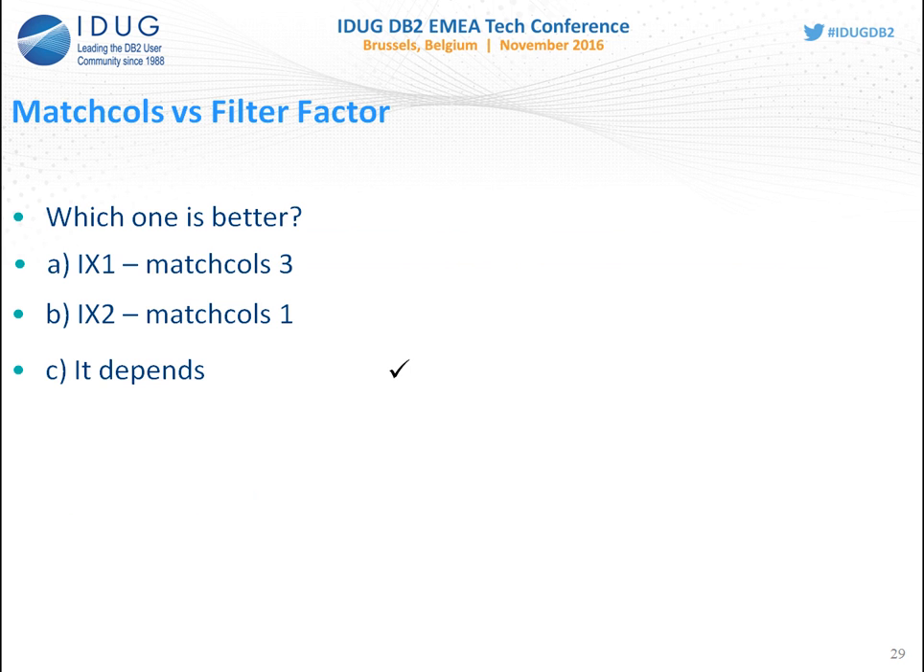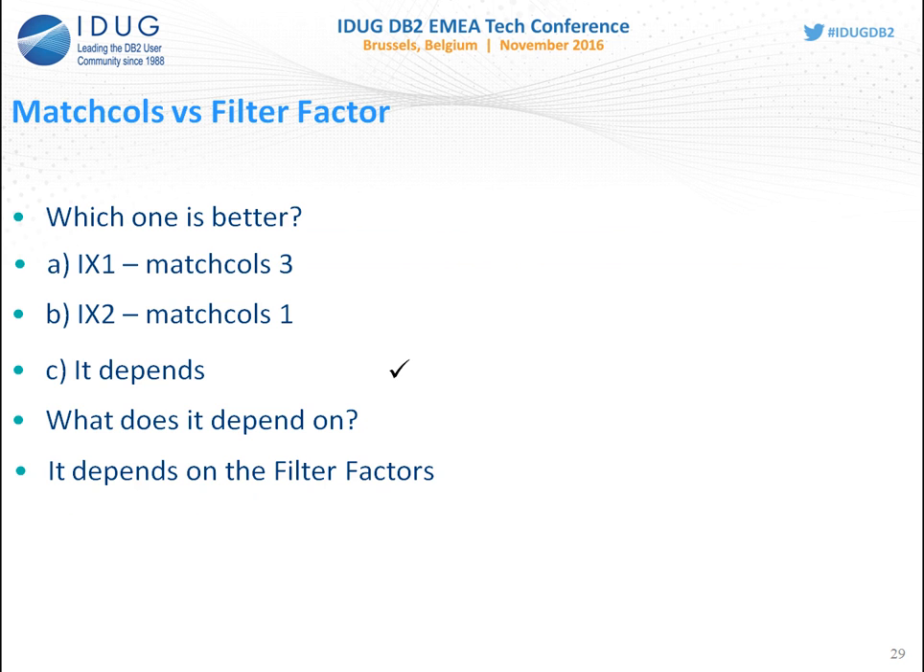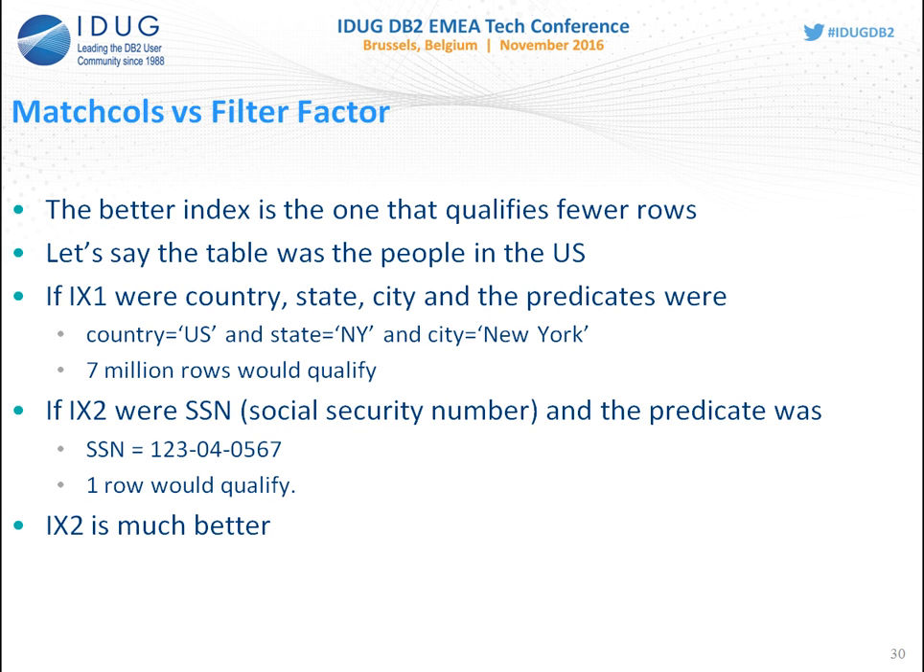And that's correct. And what does it depend on? We already got the answer from the audience. It depends on the filter factors. If index 1 were on country, state, and city, and the predicates were country US, city New York, 7 million rows would qualify. If index 2 was on social security number in the US, and the predicate was equal to one particular value, 1 row would qualify. So clearly index 2 is much better in this case. So within a single index, more Matchcols is better than fewer. But if you've got different indexes, it's the one that has better filtering.